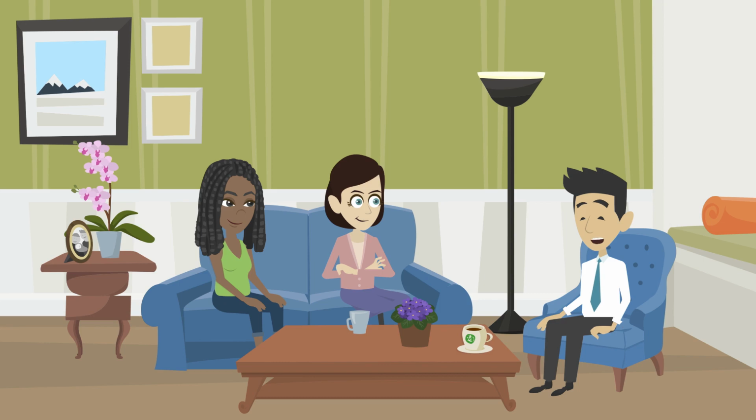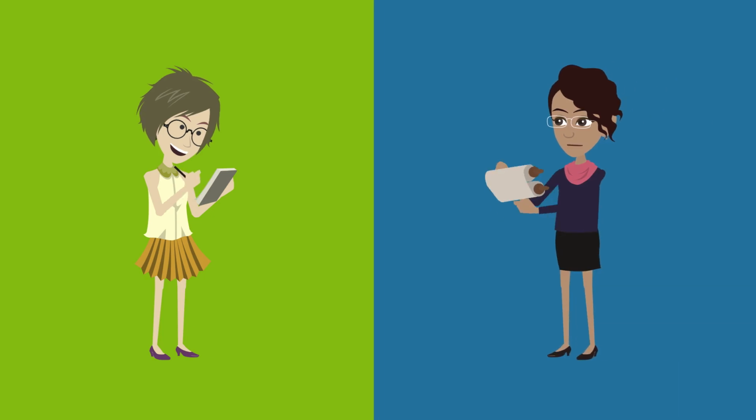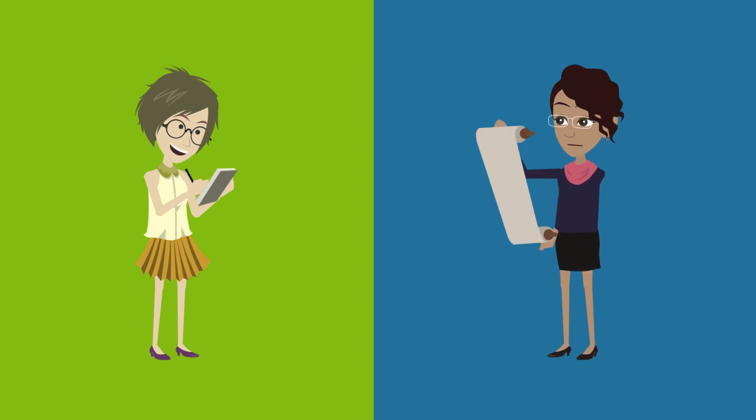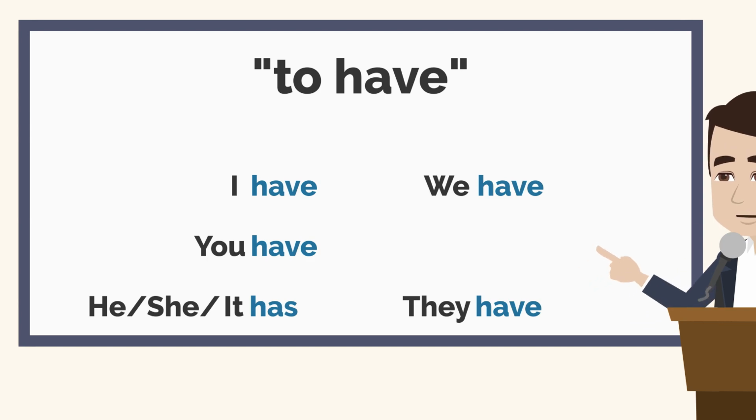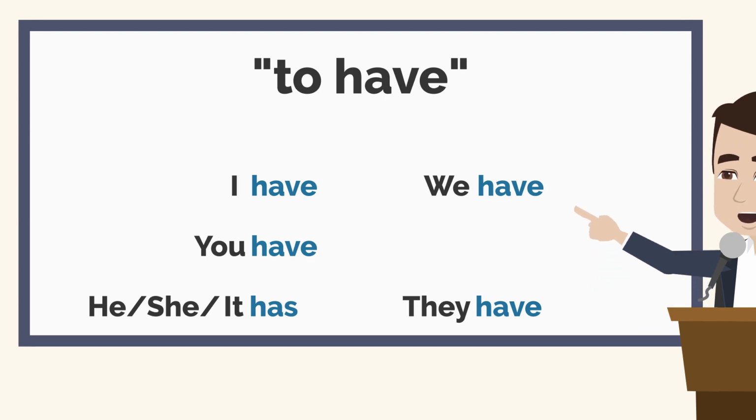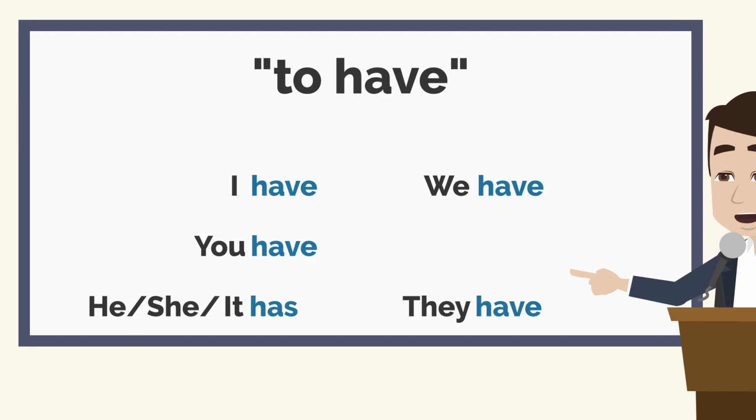They are common when talking in everyday life. This is one of the big differences between written and spoken English. For the verb to have in the present tense, we can use contractions for both the positive and negative conjugations.